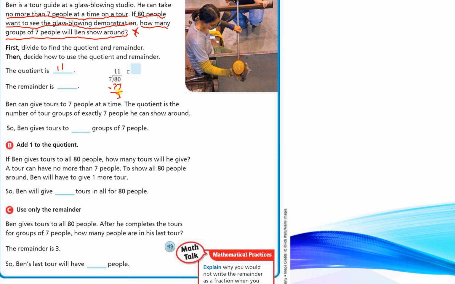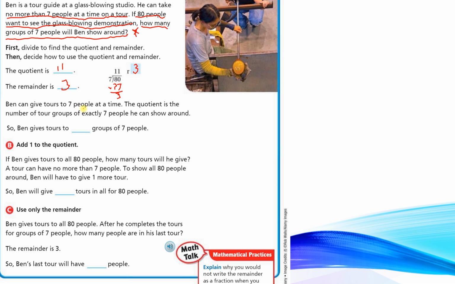And that's an ugly 3. But hopefully I'll write it better here. That's a little better. And then we put our 3 in there. So he'll take how many groups of 7? He'll take 11 groups of 7, but then there's going to be 3 people left over, right? So let's continue reading and see what we're going to do with that remainder.